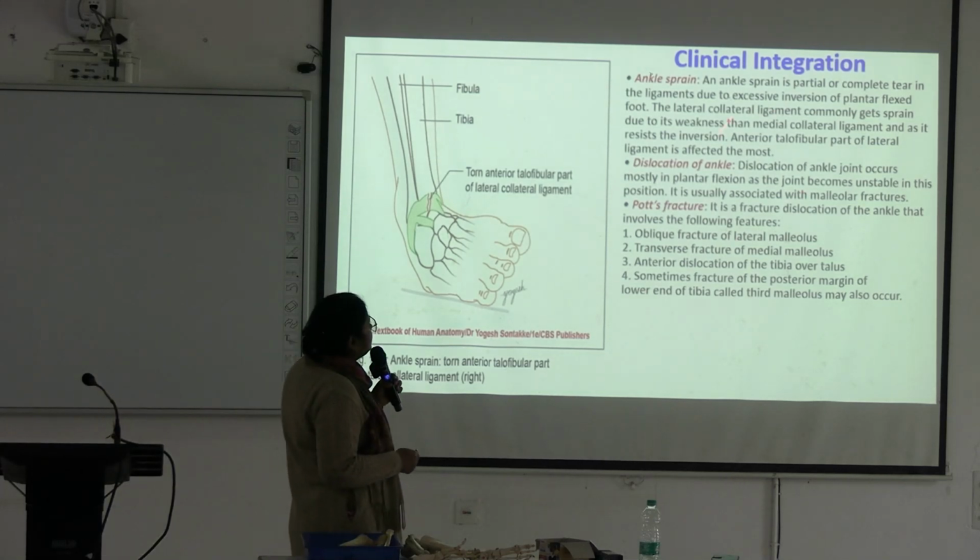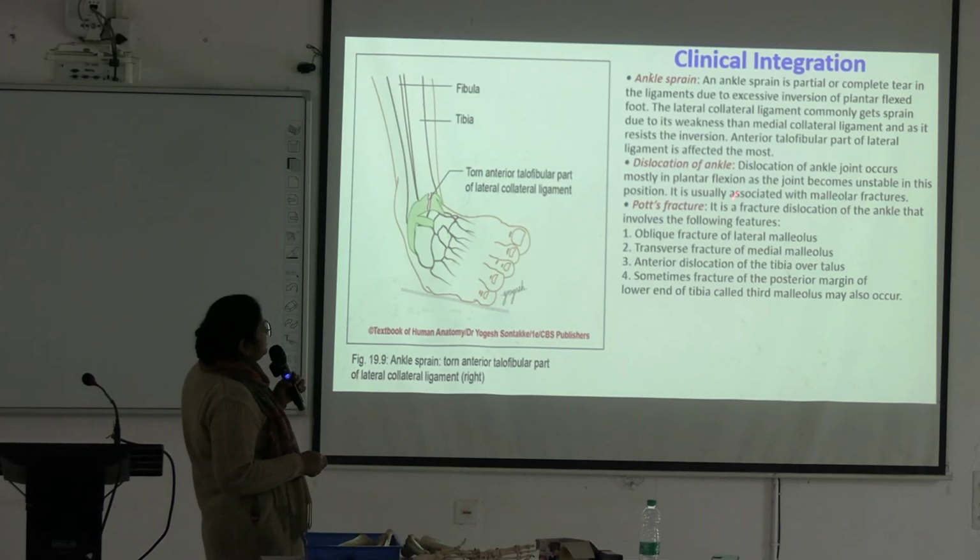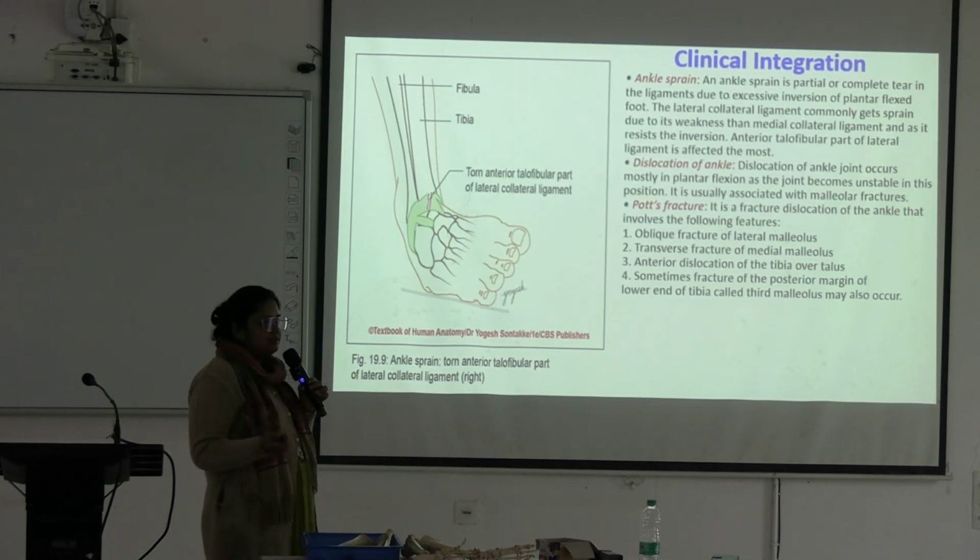Next is dislocation of the ankle. Dislocation of the ankle joint occurs mostly in plantarflexed position, as the joint becomes unstable in this position. It is usually associated with malleolar fractures, either medial or lateral.